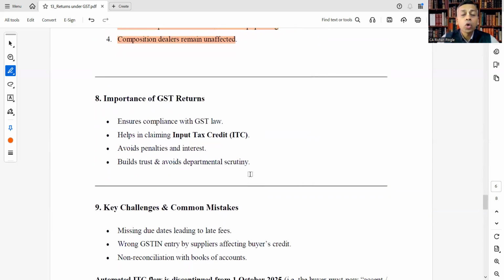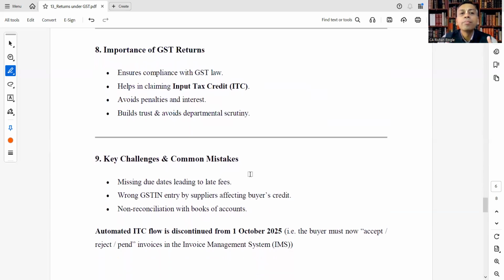Next part, importance of GST returns. What is the importance of GST returns? It ensures compliance with GST law, helps in claiming your input tax credit, avoids penalties and interest, builds trust and avoids departmental scrutiny. Timely filing of GST returns with complete clarity and complete care builds trust and avoids departmental scrutiny too.